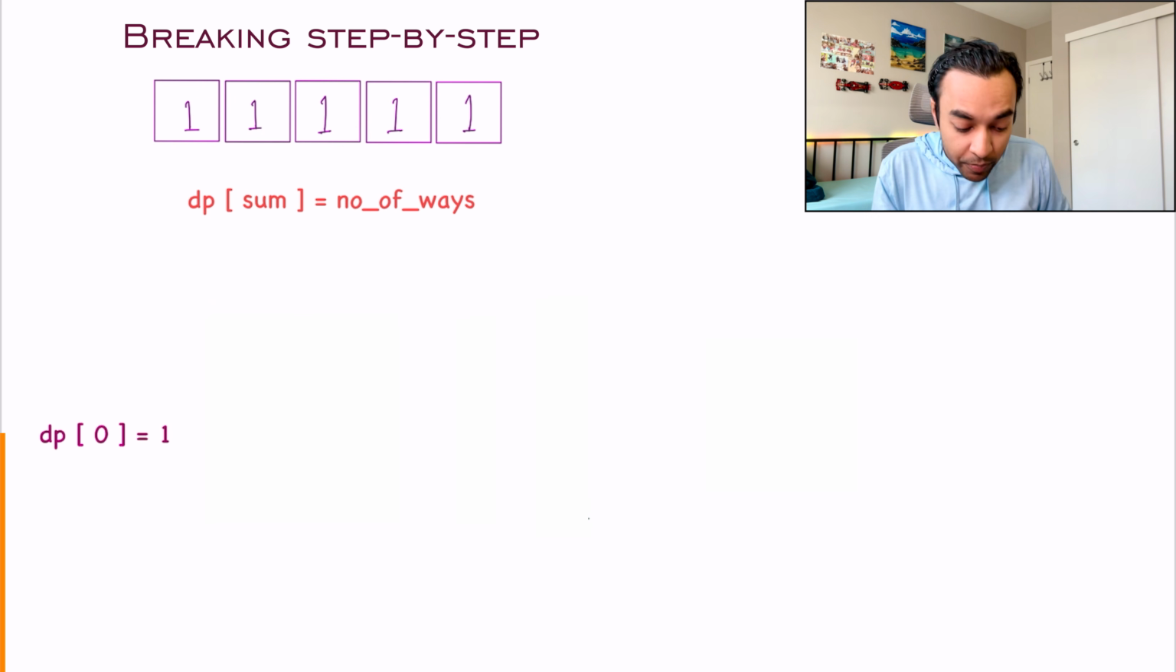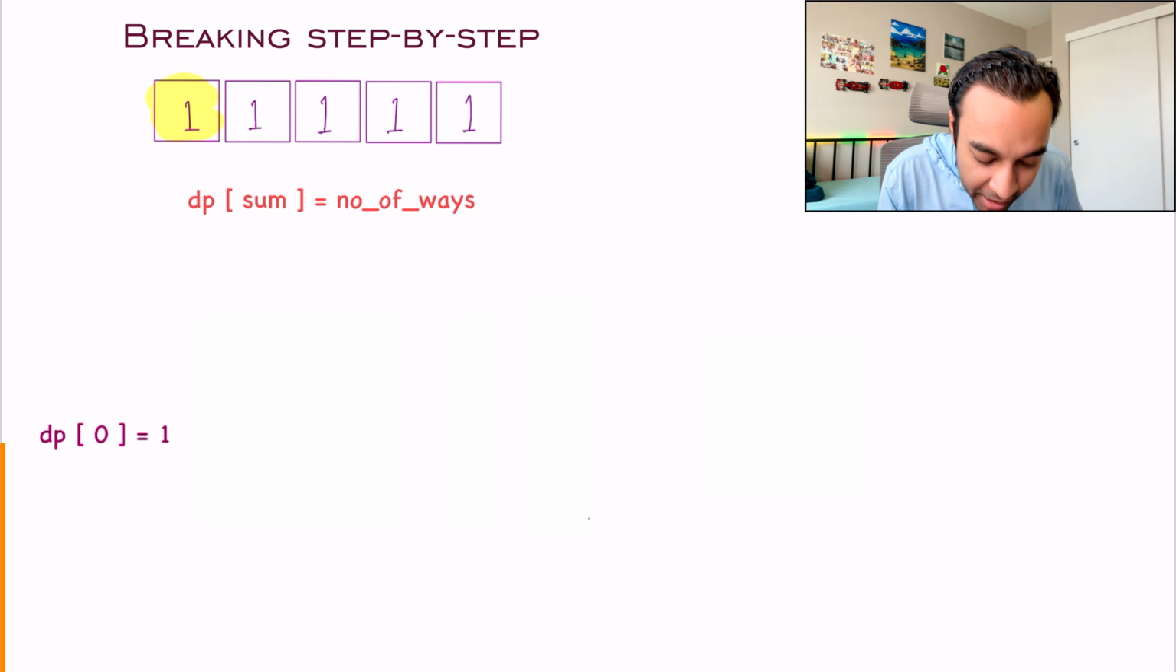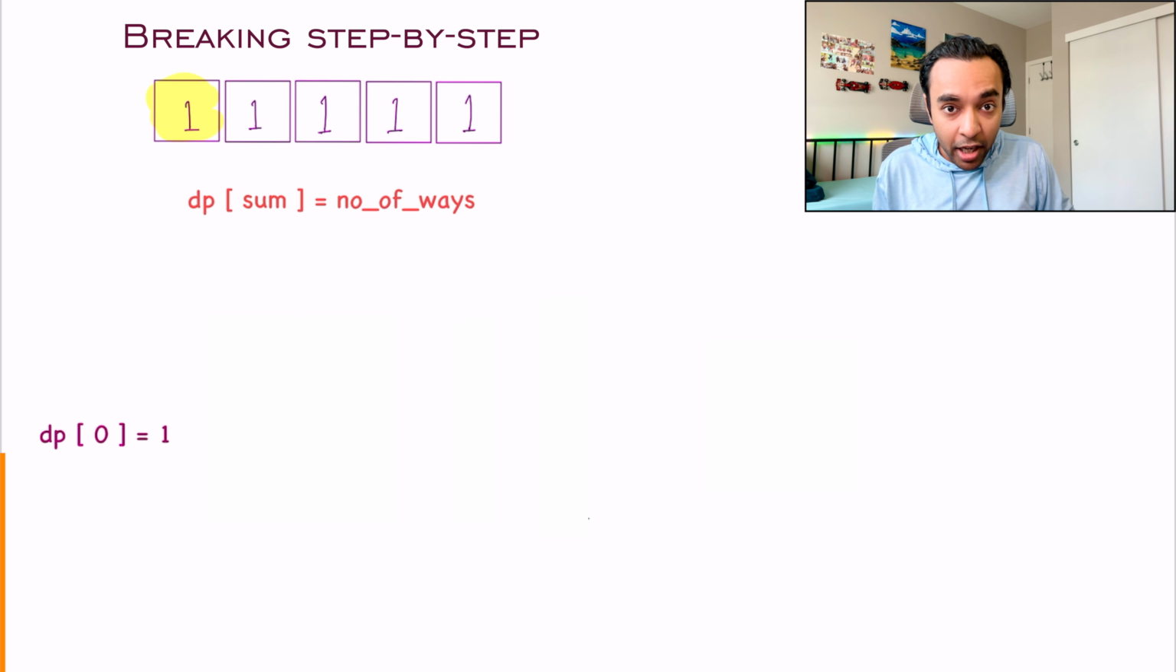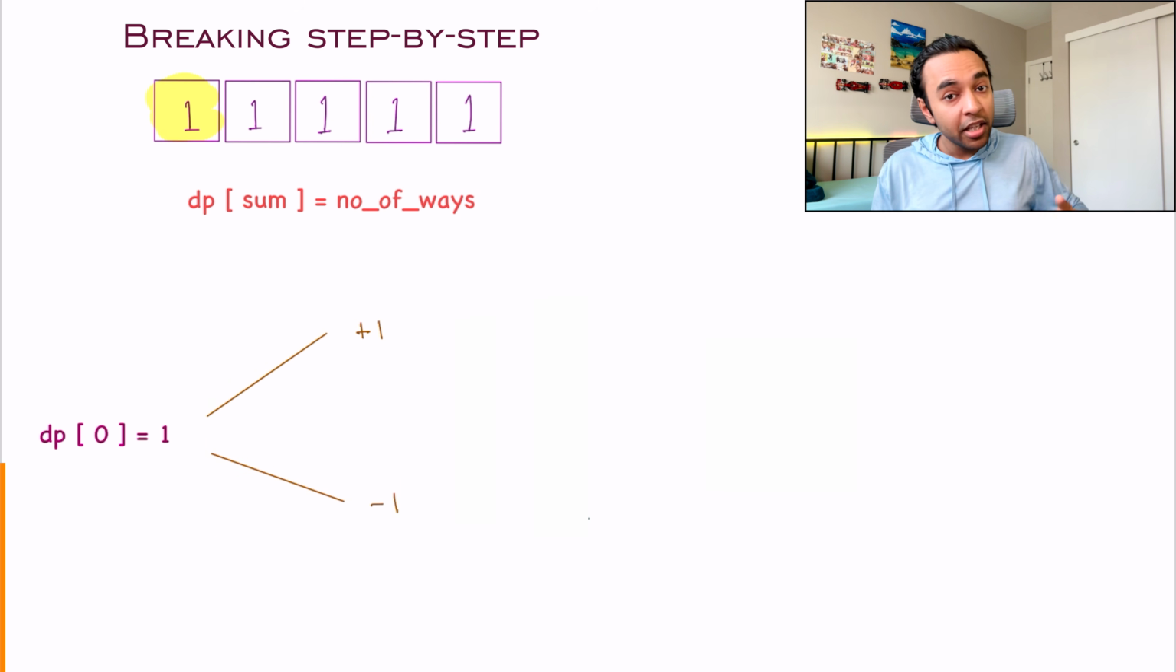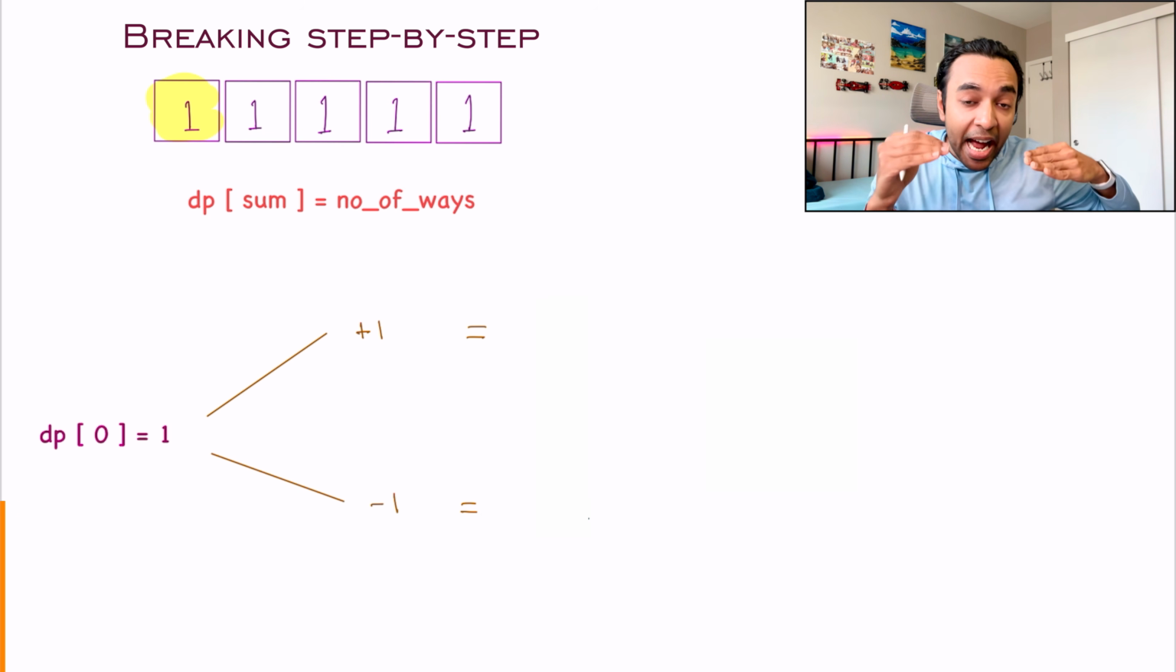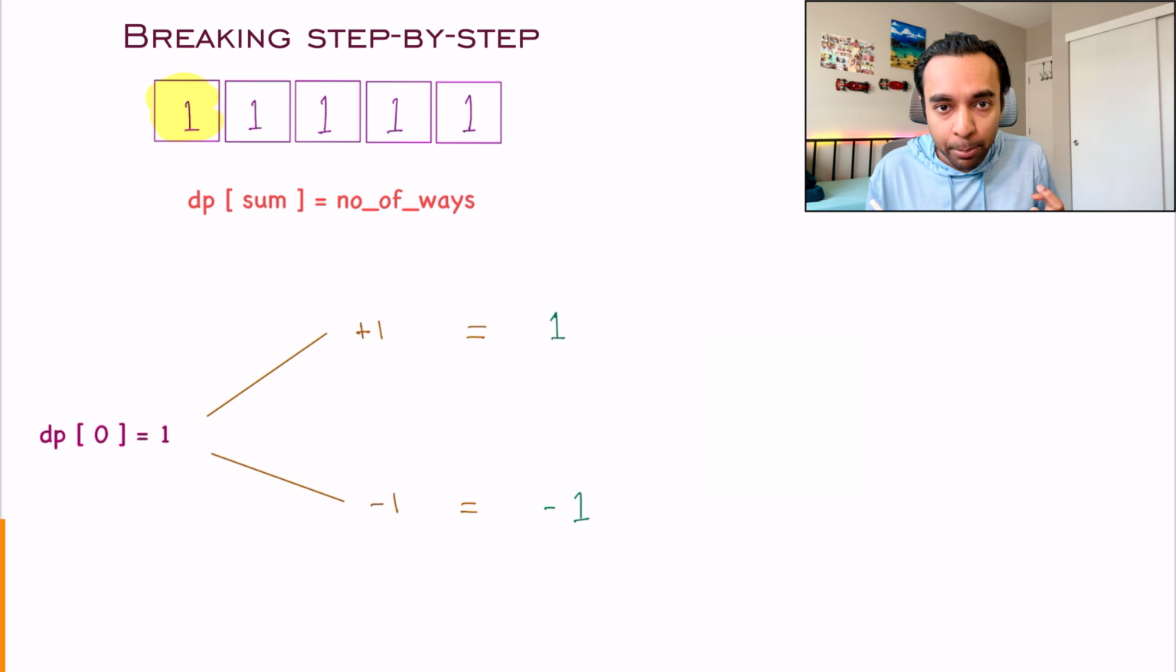Now what do you have to do? You have to pick up an element, right? And that element is 1. So at this point of time, you have two choices available. Either you pick up this element with a plus sign or you pick up this element with a minus sign, correct? And based upon both of these conditions, what will the new sum be?